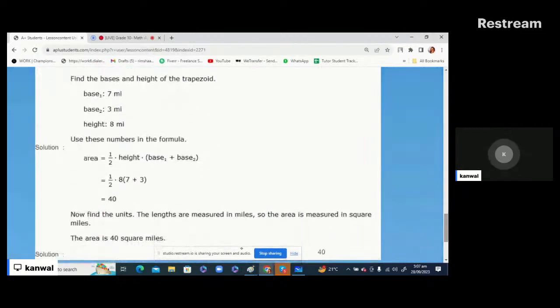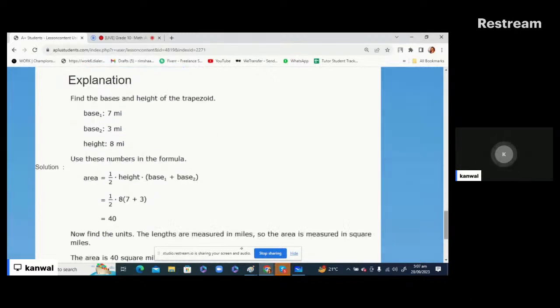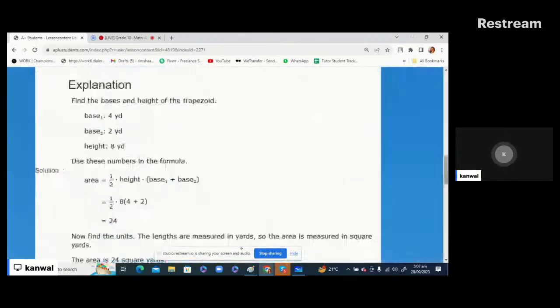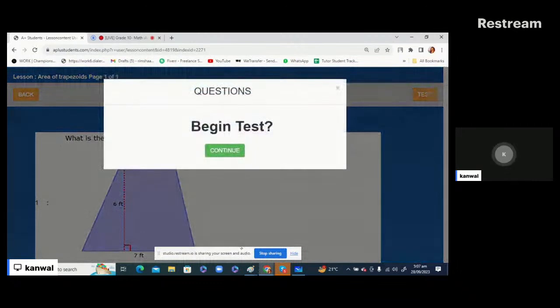Let's put in the values. In base 1 we put 7, in base 2 we put 3. 7 plus 3 is 10. 10 times 8 is 80, and divided by 2 becomes 40. So 40 square miles. Okay, let's do the test questions.